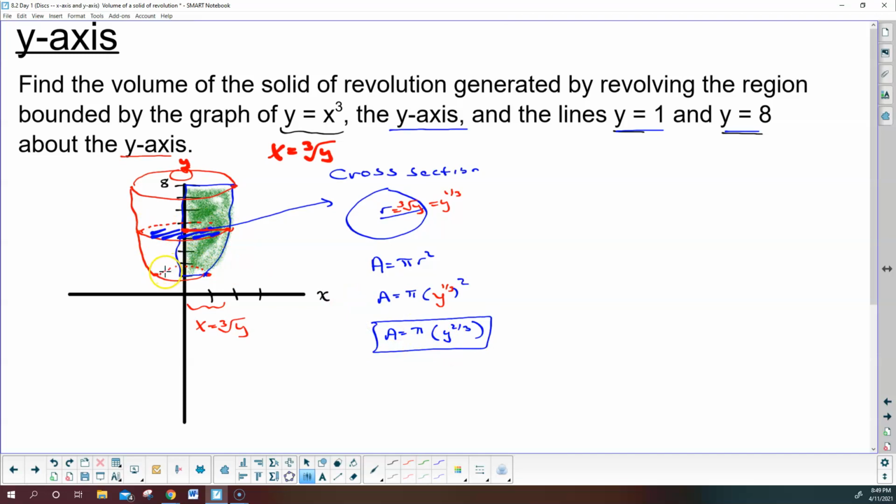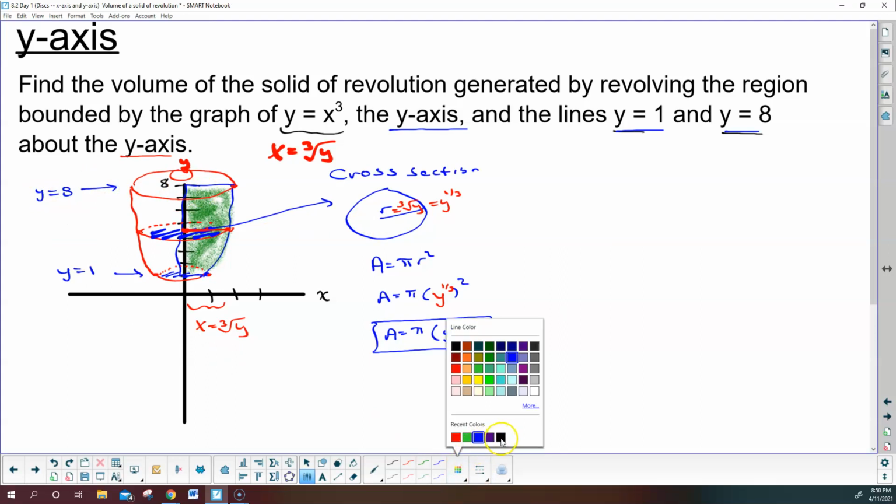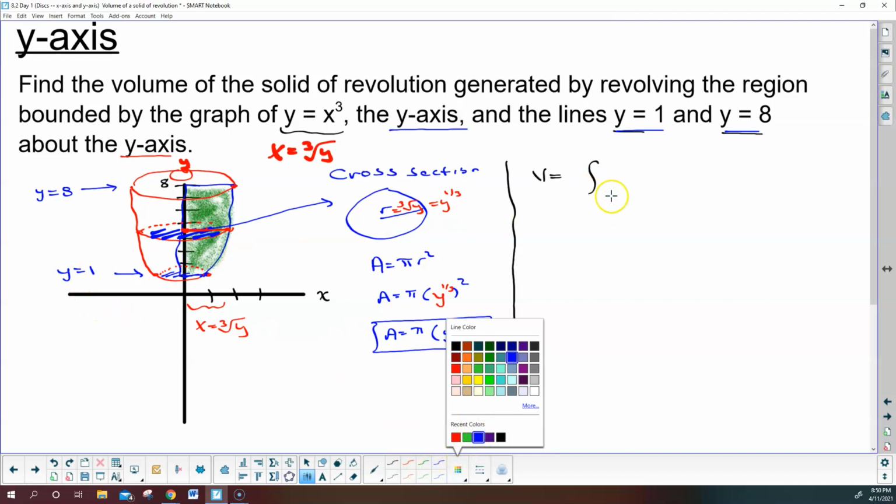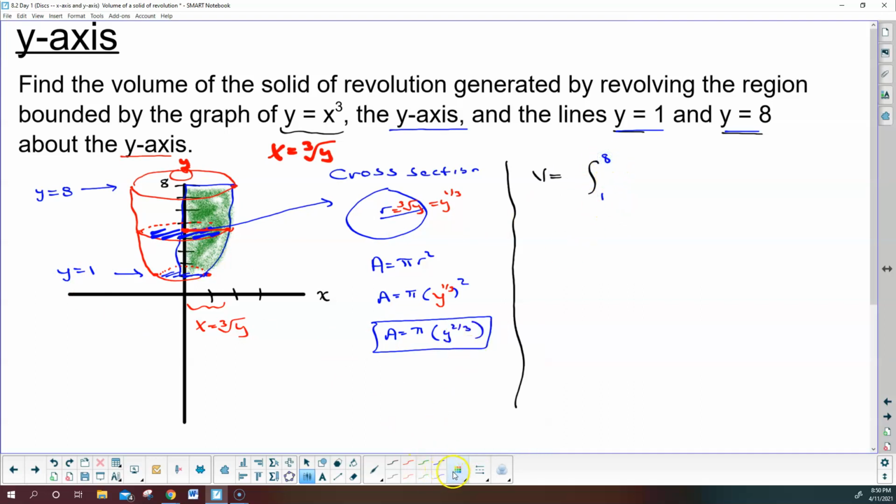But remember, we have an infinite amount of circles added. And where does it start? It starts at y equals 1. And the circles are added up vertically now. And we don't stop until we get to y equals 8, which are my bounds. So the volume is the accumulation of the area from the lowest bound to the highest bound. And then we'll just go ahead and put our area formula in. Remember, pi is our constant, so we get y to the 2/3, and we have to be careful here. Notice everything is in terms of y. We rotated about the y-axis, so that's why it says dy.